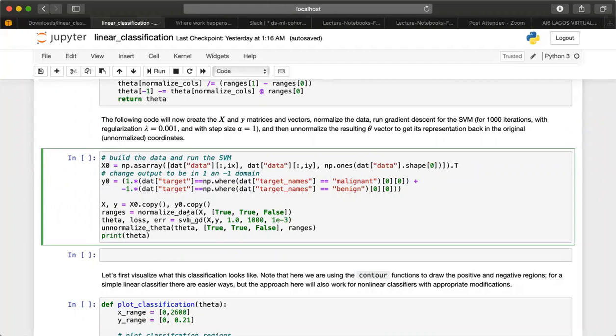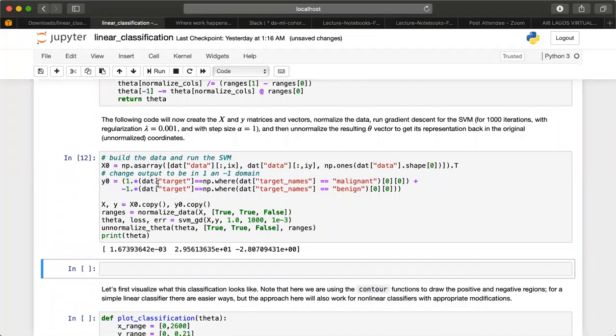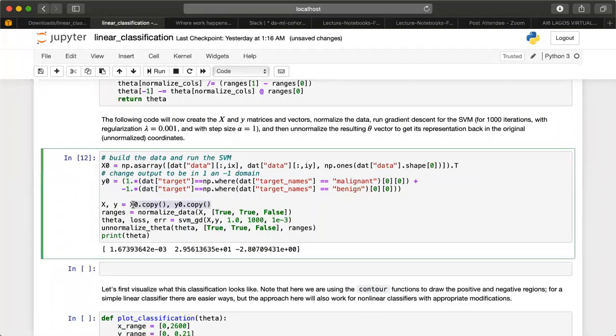So what you would see, okay, let me run this. So this trains the data. So that's why it took a little time. Yeah. So we did a copy, put it in new variables, yeah? And then we define our ranges. So you see true, true, false. What true, true, false means is that we are normalizing the first column, which is our mean area. We are normalizing the second column, which is our mean concave something. And then we are not normalizing the third one, which makes sense.